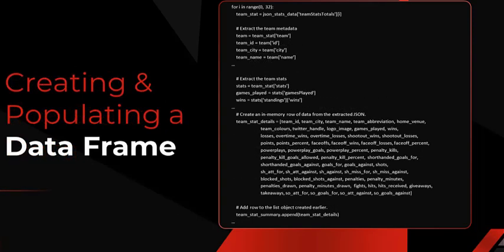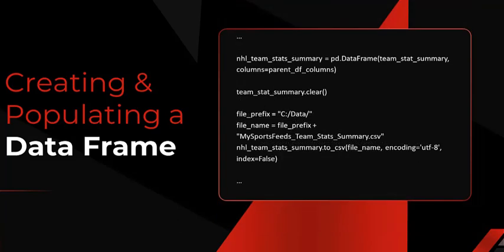This next code snippet is a for loop that iterates over 32 team statistics data and extracts the necessary information for each team, including team metadata and team stats. The final code snippet above clears the team stats summary list object and writes the team stats summary data obtained from the API to a CSV file.